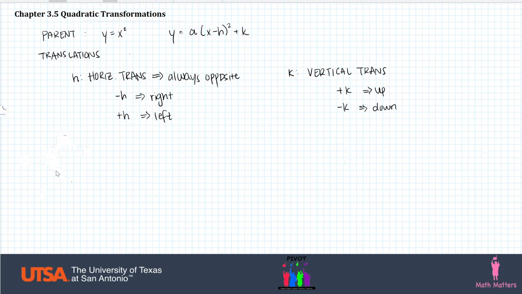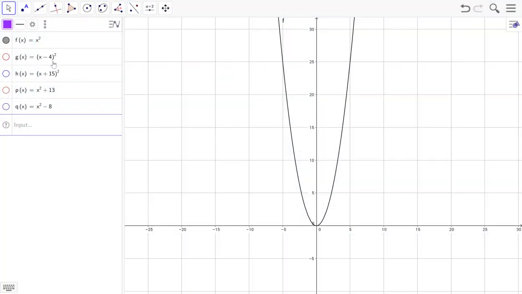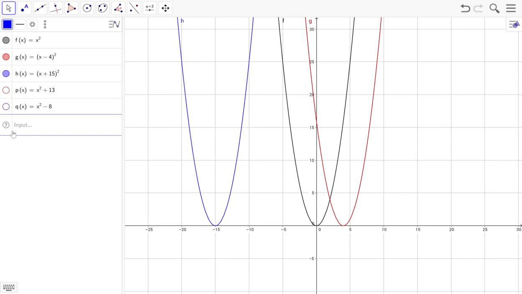Now, if we want to look at our horizontal translations, the h value in the graph, then if we have an x minus 4, we said that it's always the opposite. So it's going to move to the right 4. So now our vertex is going to be shifted over to (4, 0). And then if we do x plus 15, then it's going to move us to the left 15 because it's the opposite. So that's what that would look like.